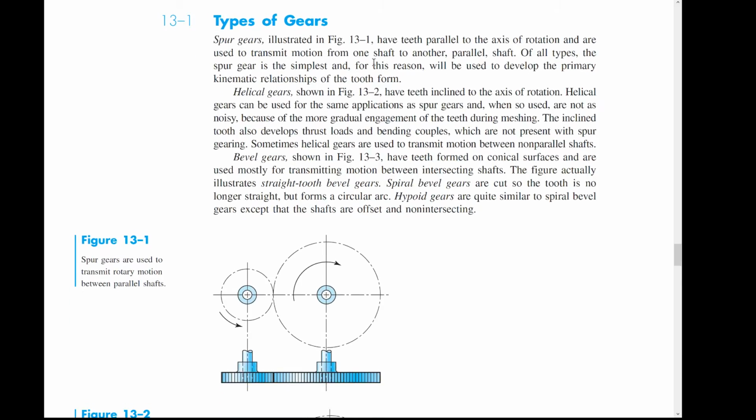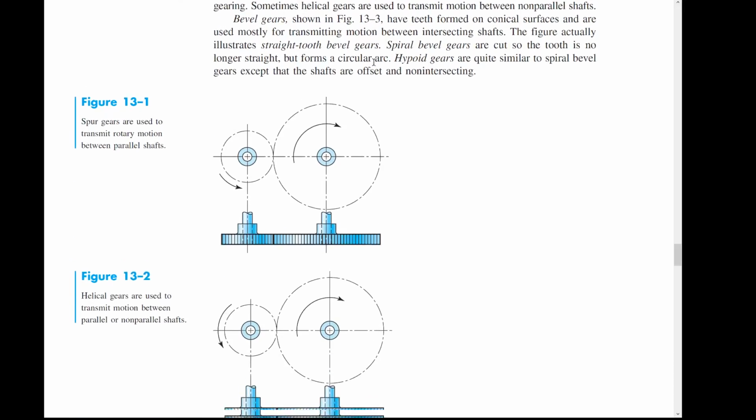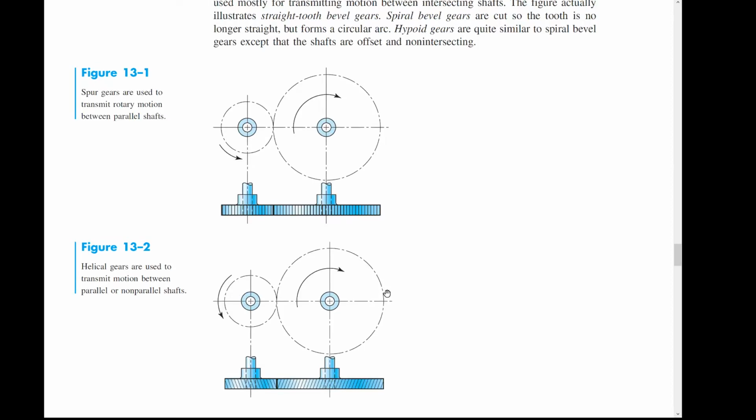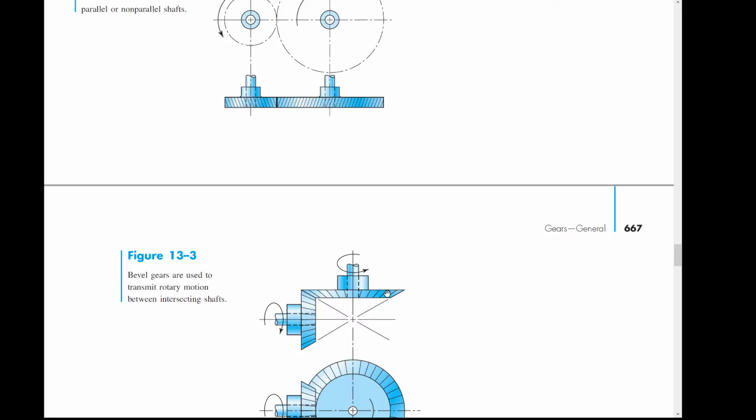Figure 13-1, spur gears are used to transmit rotary motion between parallel shafts. Those shafts are parallel and the rotary motion is in opposite directions. Now, helical gears are used. Okay, so we have an angle to the cut. Same deal as the other one. And then bevel gears, alright, rotary motion between intersecting shafts.